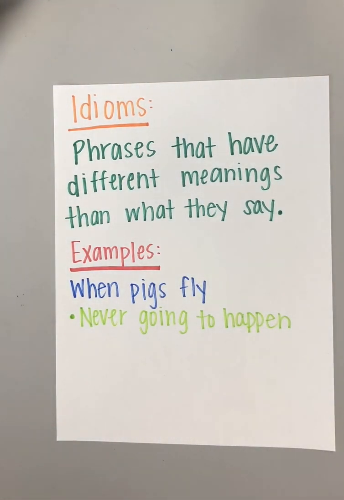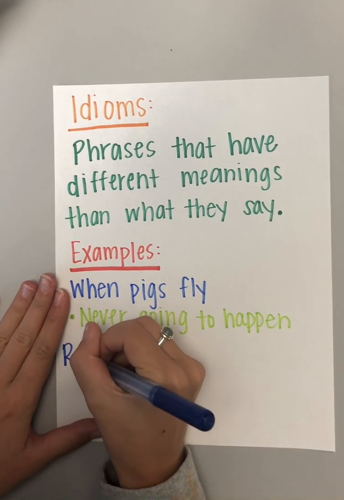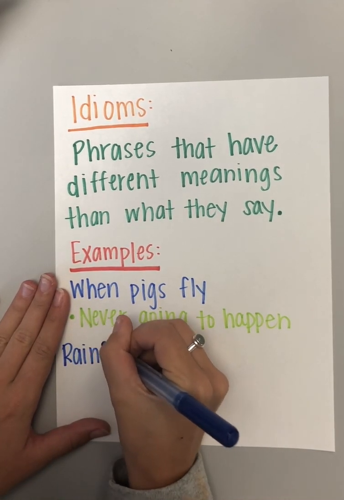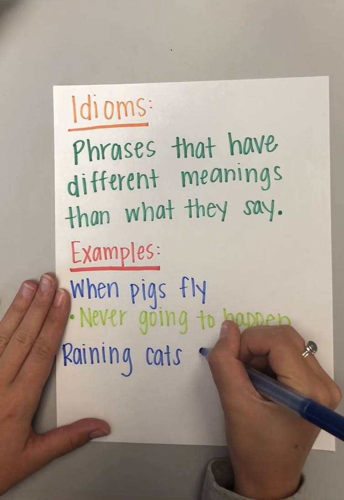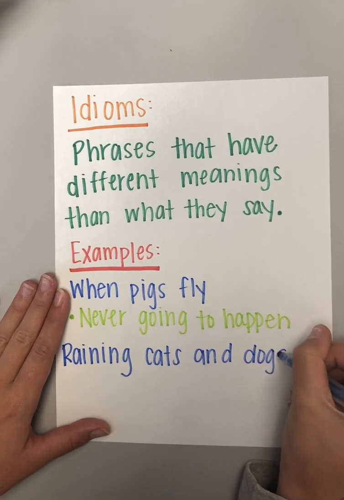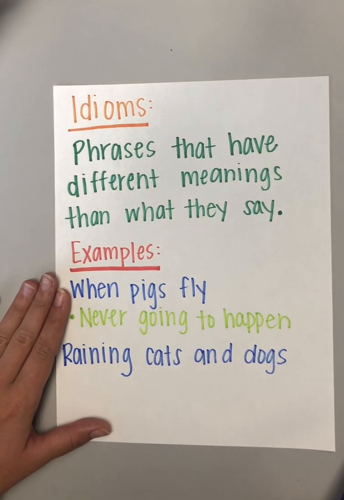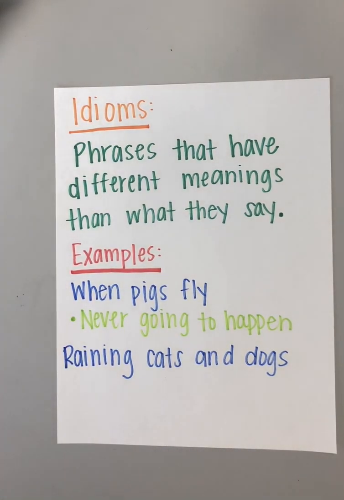All right, once you have that copied down, we're gonna do one more example. This is another one of my favorite ones because it's really easy to visualize. This one is raining cats and dogs. Go ahead and copy that down. Raining cats and dogs.